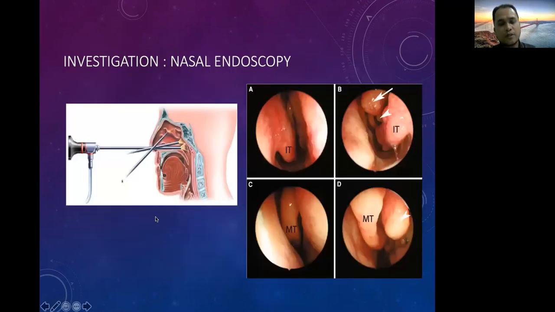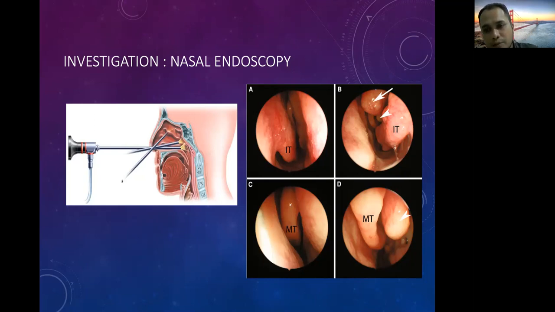Nasal endoscopy is done using a rigid endoscope. This instrument will be inserted along the nasal floor until the level of the nasopharynx. By doing this procedure, we can see the nasal cavity clearly from the anterior part to the posterior part. For example, this is the view of nasal endoscopy.